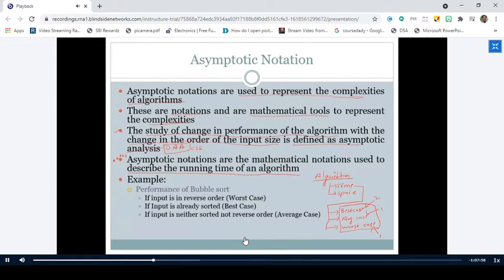So the answer for this one is the worst case. Whenever you want to measure the efficiency of the algorithm correctly, then you should consider the worst case only. How well the algorithm performs in the worst case is to be considered to measure the correct efficiency. Is it right or not?